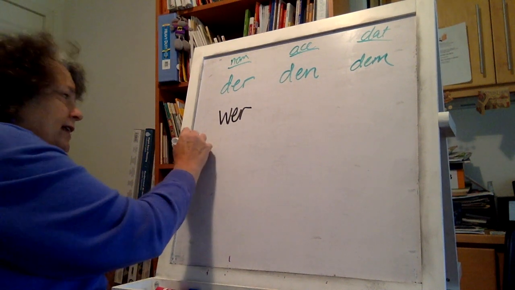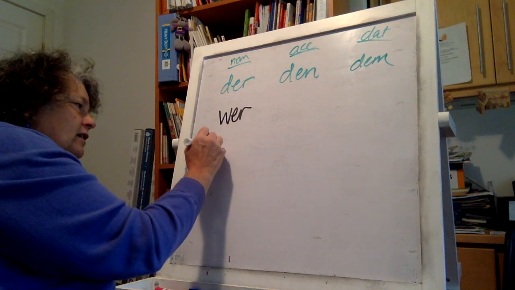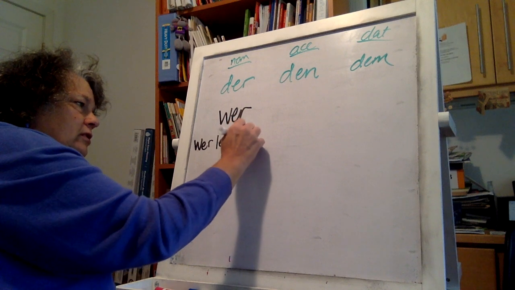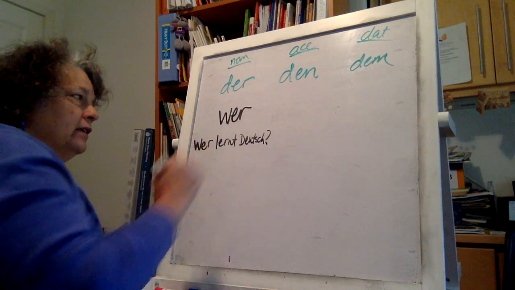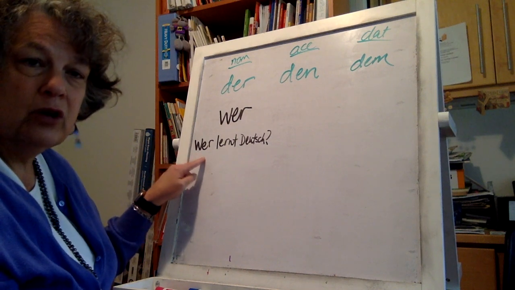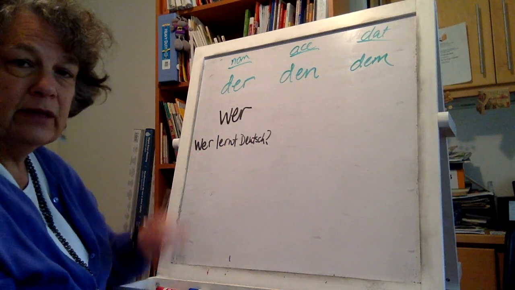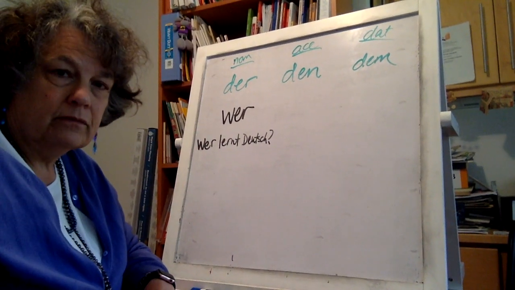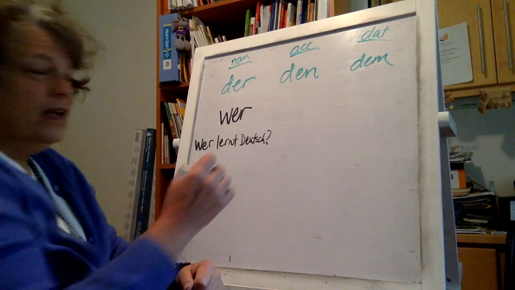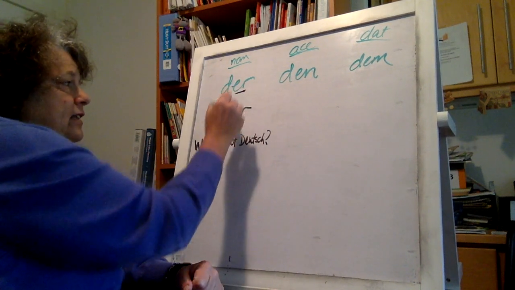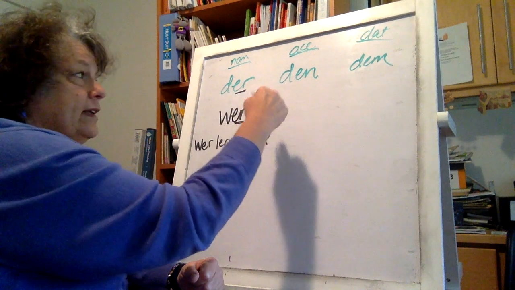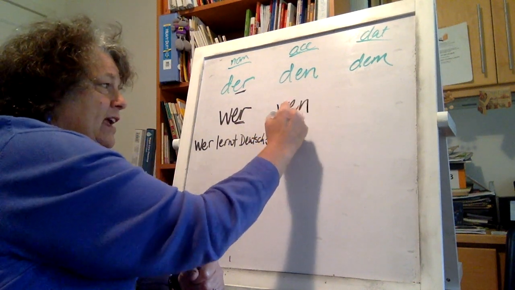Wer ist das? Wer lernt Deutsch? Right? This is the subject of the question. Who, we want to know who it is that is studying German. All right? So that's the wer. Now, what I really want you to notice here is, look at this, what this looks like. So what do you suppose this one's going to be? Right. It's going to be wen.